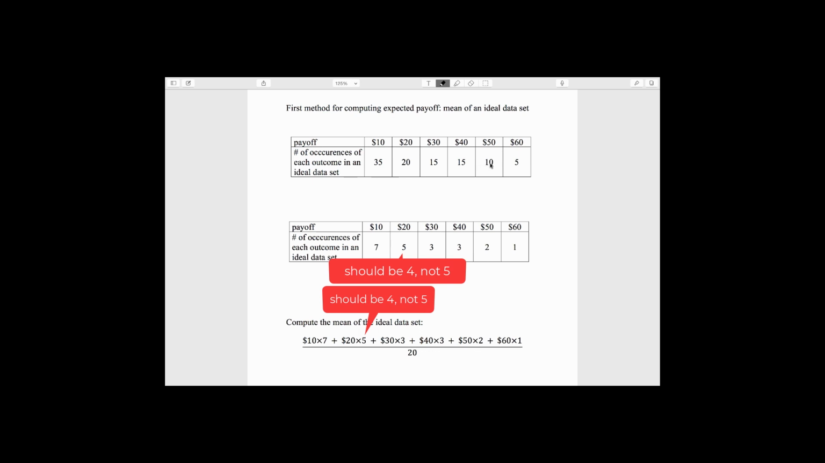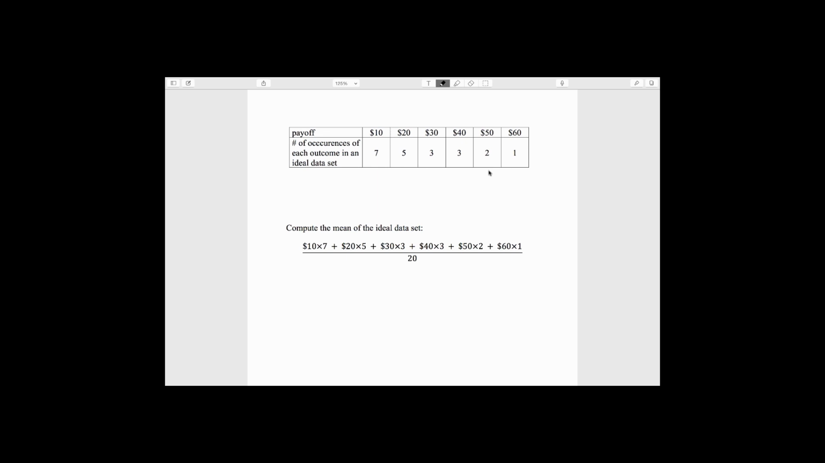That works perfectly fine, but we can notice that each of these numbers of die rolls is divisible by 5. So we can find an ideal data set with only 20 rolls in it, rather than 100, and it cannot be reduced any further. Let's use the smaller ideal data set to do the computation. So we have to compute the mean of this ideal data set.